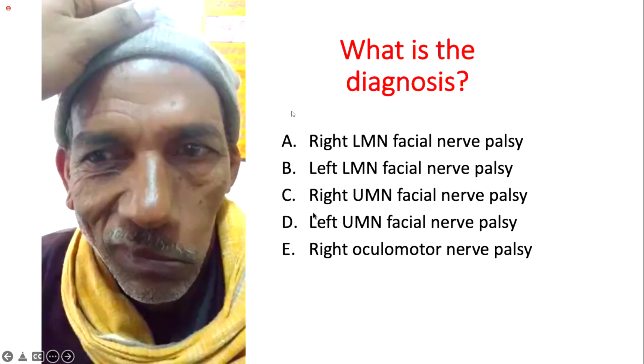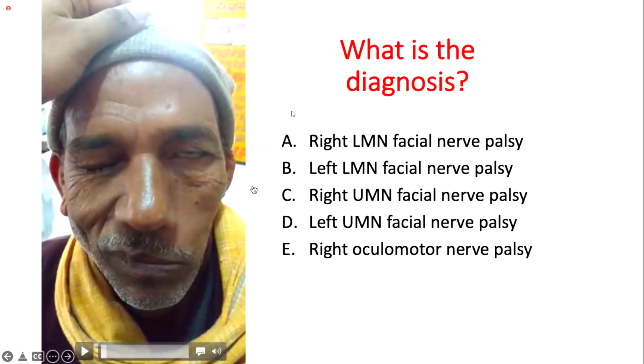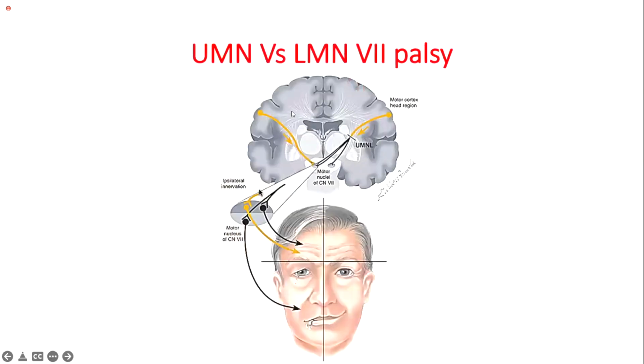So the correct answer is left lower motor neuron facial nerve palsy. Correct answer is B. Everything else is false. So good. So now what is the anatomical explanation for that?